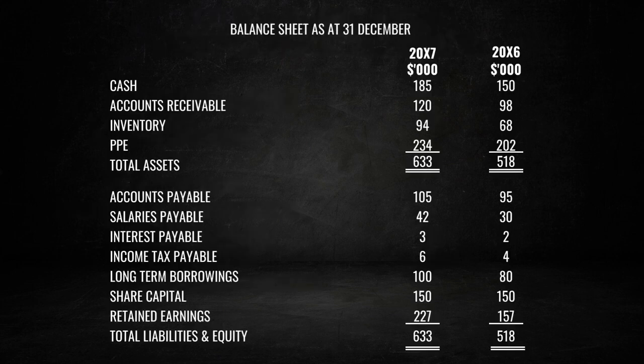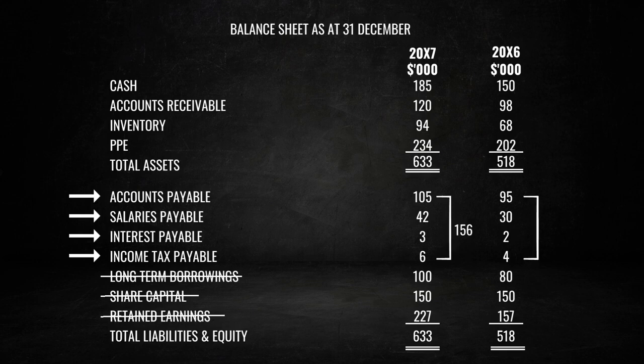Taking another look at the balance sheet, we identify current liabilities such as accounts payable, salaries payable, interest payable, and income tax payable. We can ignore long-term borrowings, share capital, and retained earnings as they relate to financing activities and equity. So we focus on these four current liabilities. The sum of their closing balances is $156, while the sum of their opening balances is $131. By calculating the difference between these two numbers, we find that payables have increased by $25,000 during the year.